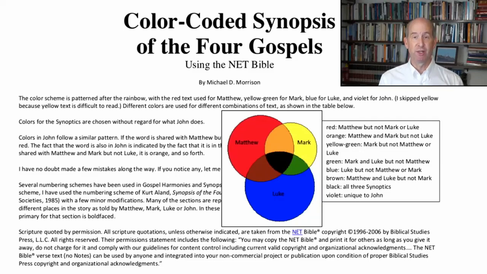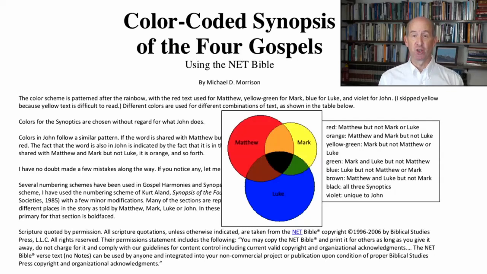Where Matthew has unique passages, Morrison has put them in red type. Where Luke has unique passages, those are in blue. Where Mark's passages are unique, those go in yellow. Actually, he uses light green because yellow is so hard to read. And the overlaps get the colors that overlap. Where there's language that's shared by Matthew and Mark, it's in orange, red plus yellow. Where passages are shared by Matthew and Luke, those get brown.